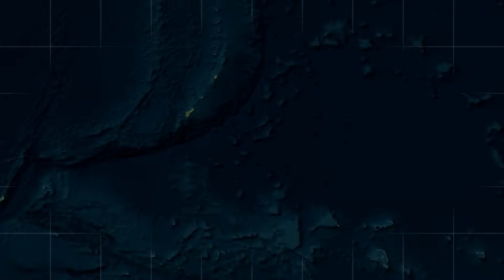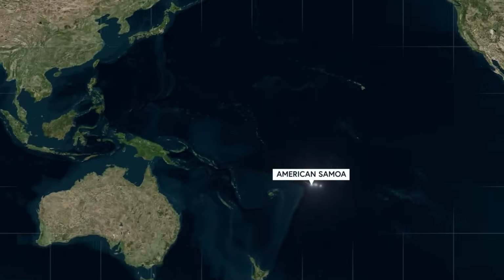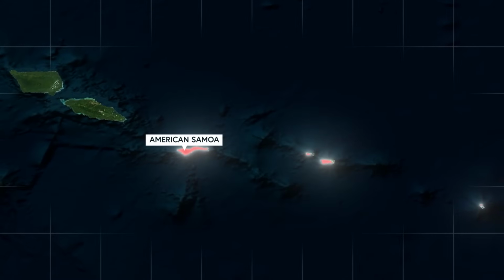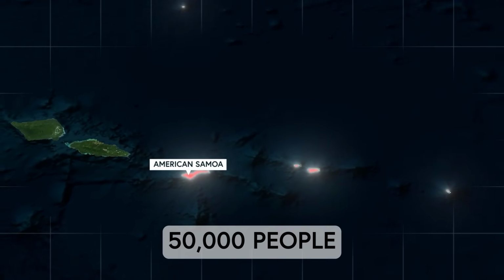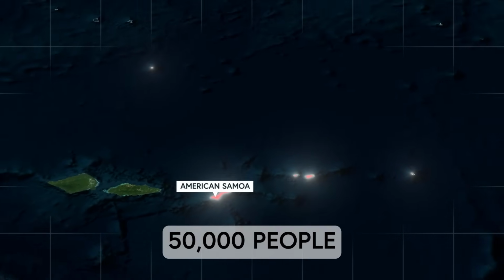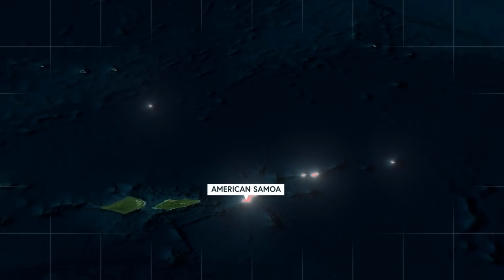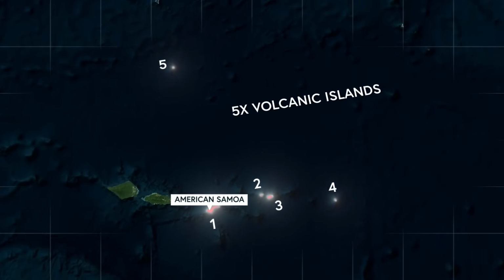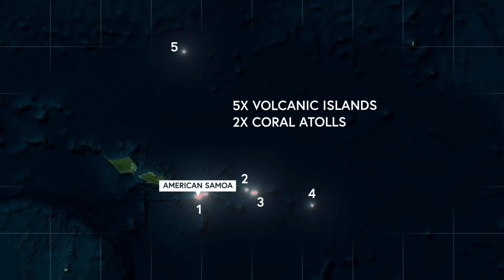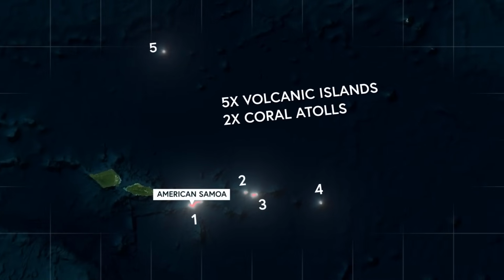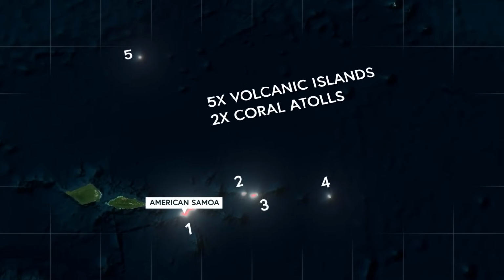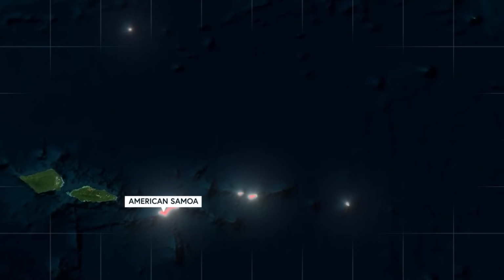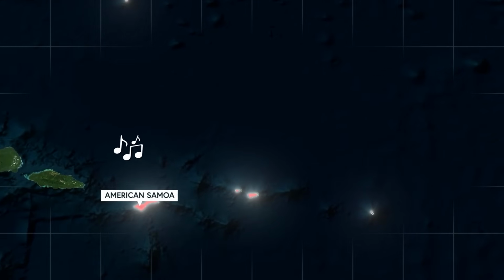Also in the Oceania region, as part of Polynesia, American Samoa is the last of the 5 inhabited territories of the United States. The nearly 50,000 people living in American Samoa are not born U.S. citizens and instead are U.S. nationals. Acquired in 1900, American Samoa consists of 5 volcanic islands and 2 coral atolls, which are ring-shaped reefs, islands, or chains of islands formed out of coral.